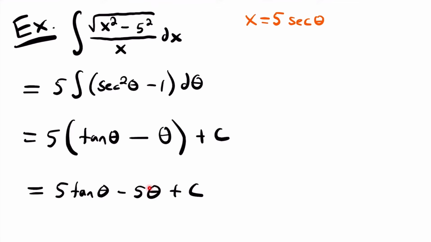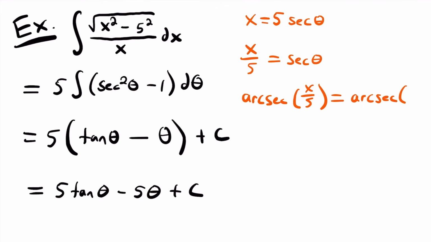Now let's start with theta. That's going to be easier. All we have to do is solve for theta in this expression. And so if we divide both sides by 5, we will have that x divided by 5 is equal to secant theta. And then in order to solve for theta, we will need to put both sides of the equation into the arc secant function, or the inverse secant function, right? Arc secant of x divided by 5 will be equal to arc secant of secant theta.